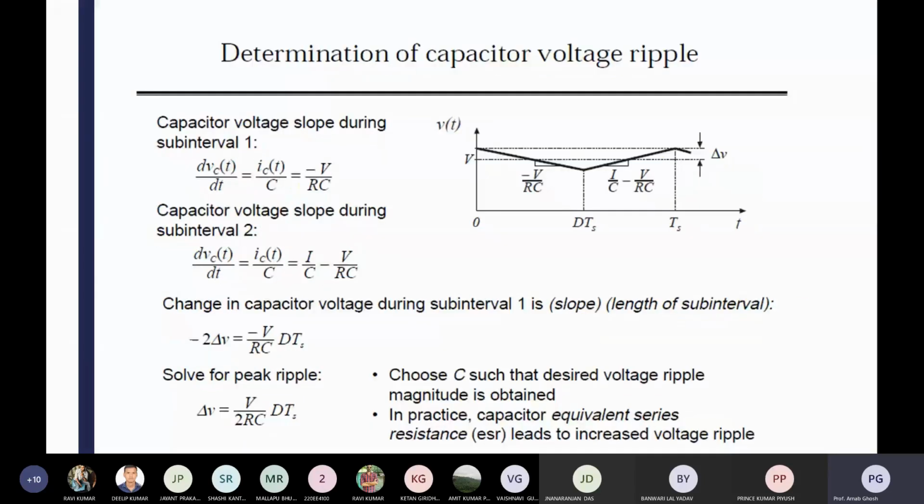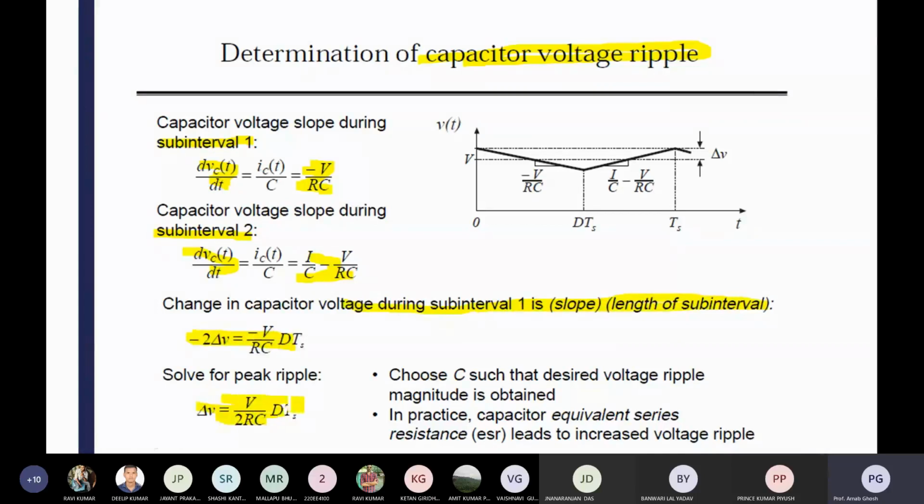So the determination of the capacitor voltage ripple is the same thing with different expressions. Now dVc by dt you are able to get. That is minus V by RC for sub interval 1. For sub interval 2, again you will get dVc by dt equal to iL by C minus V by RC. So the change of the capacitor voltage in sub interval 1 is the slope times the length of that sub interval 1. So again you are getting that ripple.